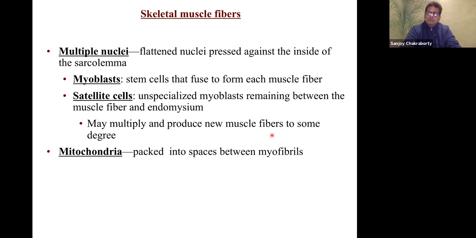Another very interesting feature of skeletal muscle cells, and you can understand the obvious reason because they are highly metabolically active cells: they need a lot of energy, so they're packed with mitochondria.